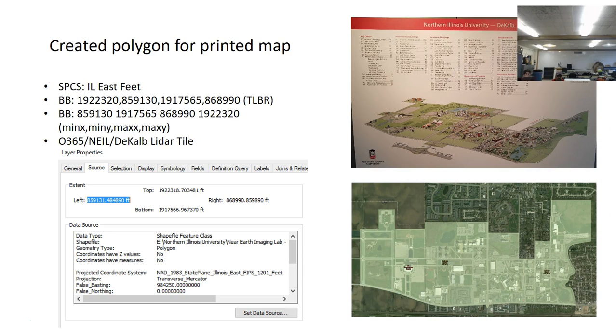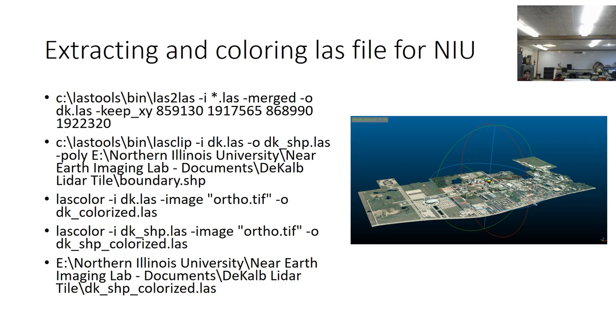This is according to our tiling system, so top left, bottom right, and then this one is the min x, min y, max x, max y. So it's a copy and paste job. That's cool, that'll just pull out the square.